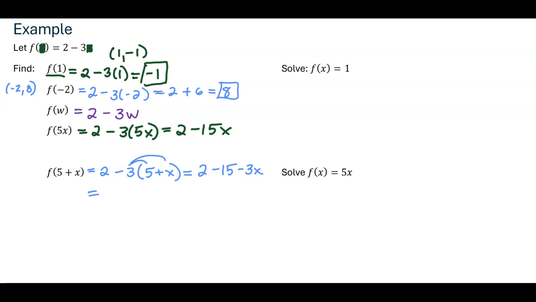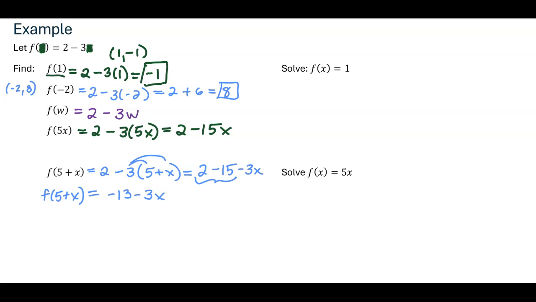And then I can do a little bit better. I can combine the 2 minus 15. So that's negative 13 minus 3x. And that is, again, a perfectly good answer and expression. And the reason I'm making such a big deal about this being a good answer, negative 13 minus 3x, is because of what we're going to do next.